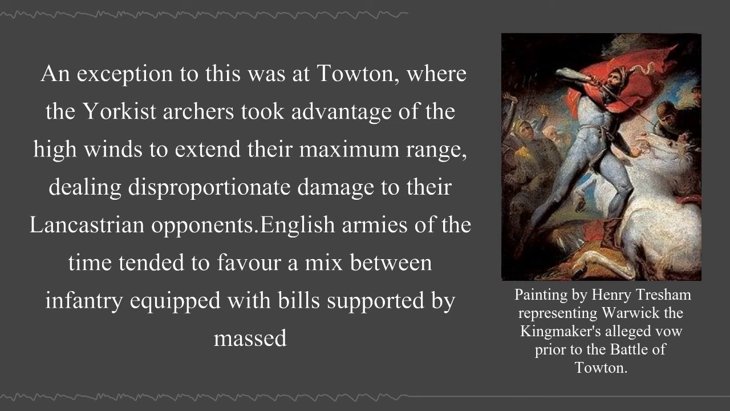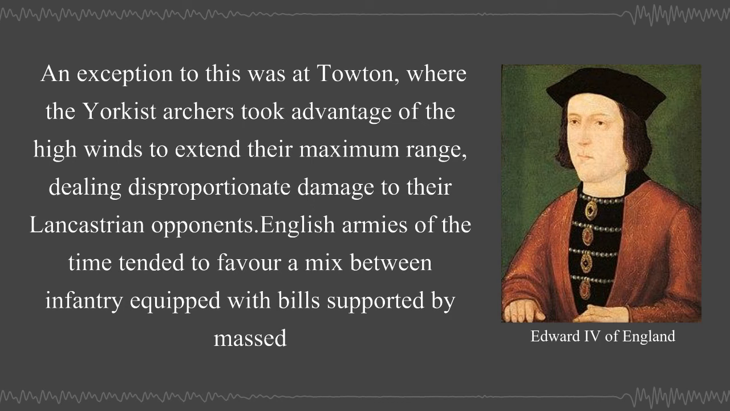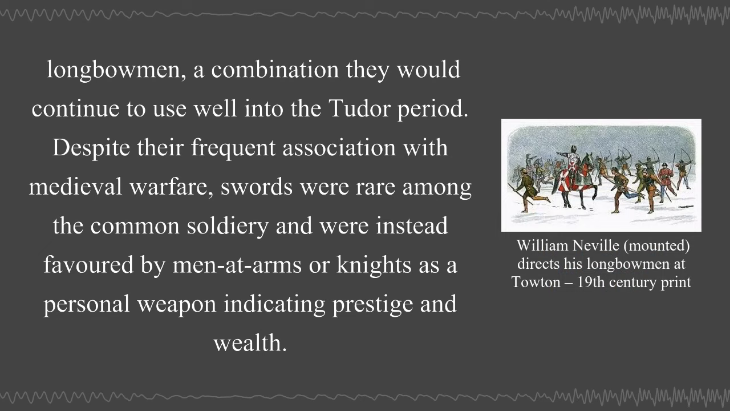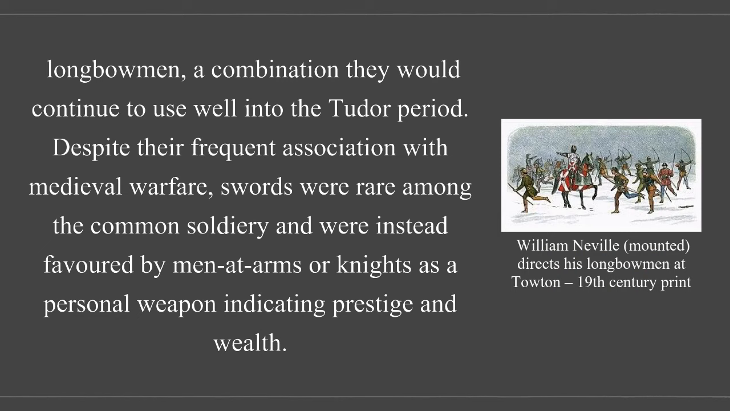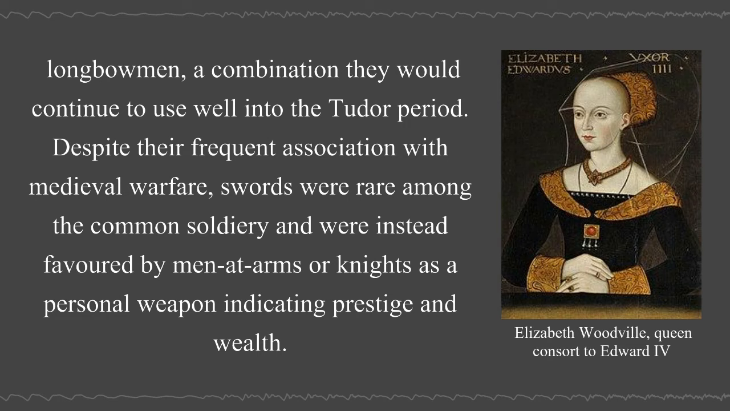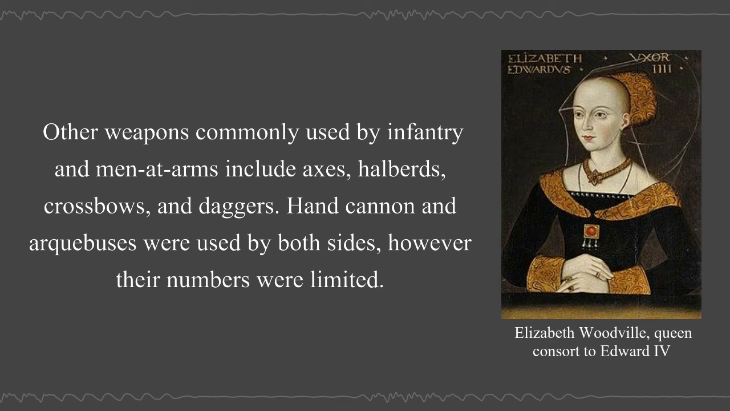English armies of the time tended to favor a mix between infantry equipped with bills supported by massed longbowmen, a combination they would continue to use well into the Tudor period. Despite their frequent association with medieval warfare, swords were rare among the common soldiery and were instead favored by men at arms or knights as a personal weapon indicating prestige and wealth. Other weapons commonly used by infantry and men at arms include axes, halberds, crossbows, and daggers.